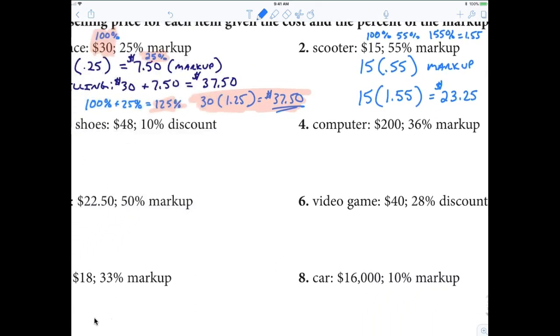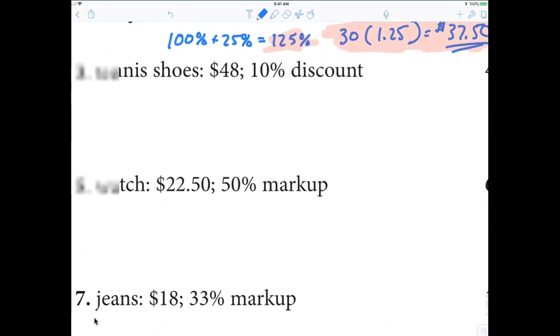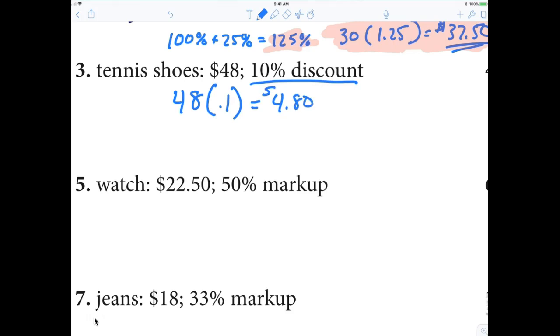I want someone now. Now I get a discount. So I'm going to talk to you about the traditional way to get a discount this time. To find the discount, what would I do? Yes, multiply it by 10%. So we would say 48 times 10%, which is 0.1. And we already know what 10% is. That would be what? $4.80. That would be the discount. Is everybody happy with that?